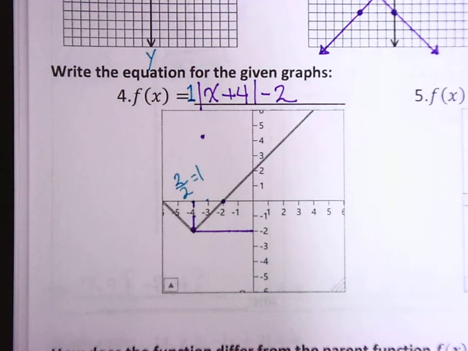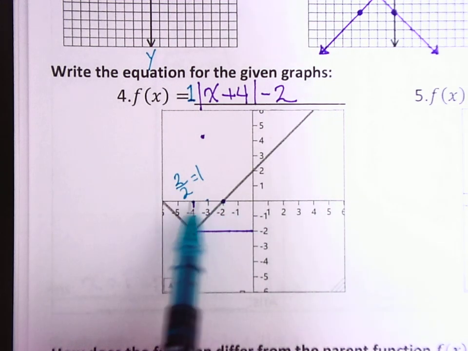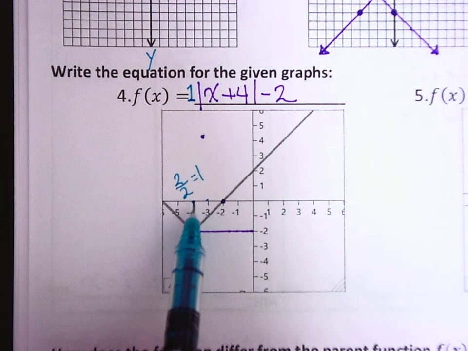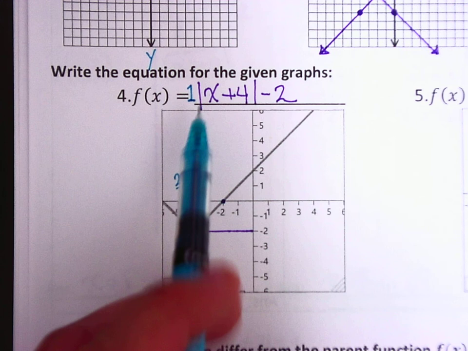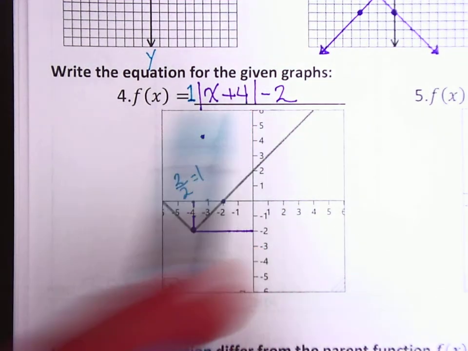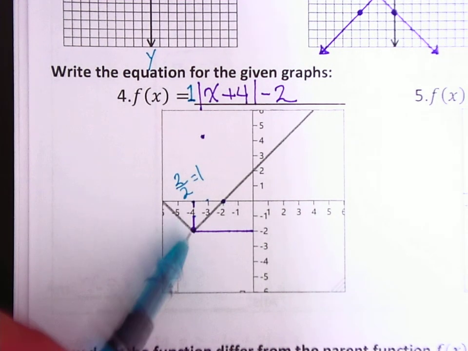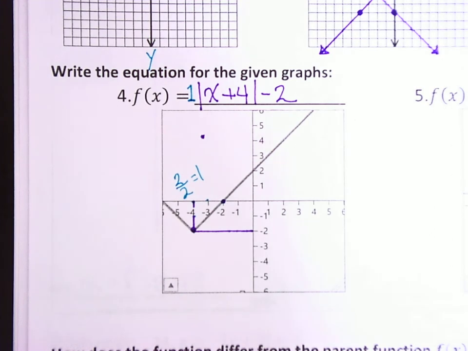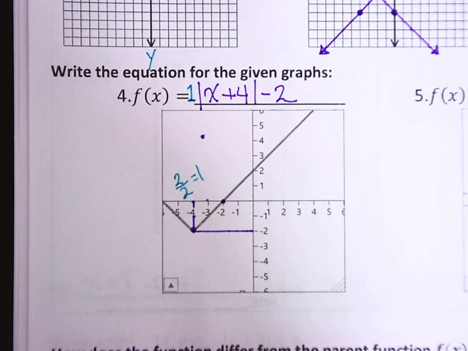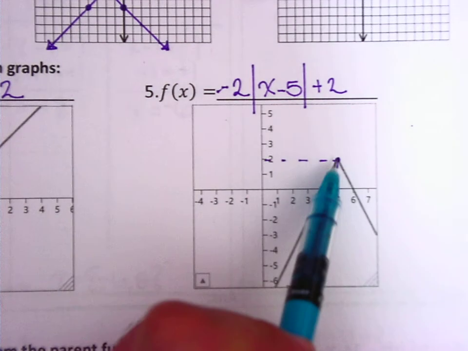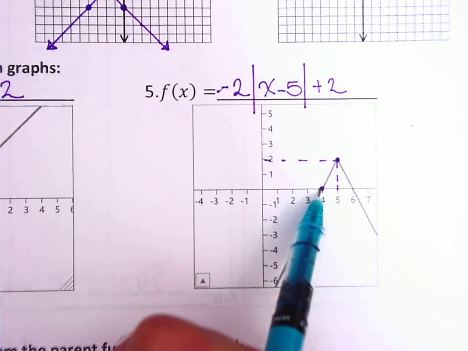I do know that my vertex is 4 units to the left, which looks like a minus 4, but when we write it in absolute value form, it's going to be plus 4 in the brackets. It has then dropped 2, which is going to be minus 2 outside the brackets. So there's my equation.